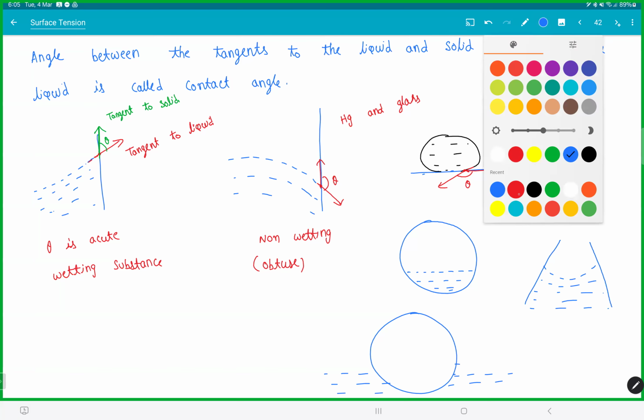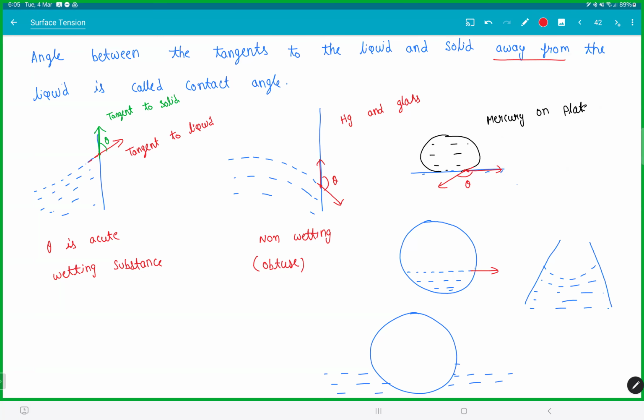So again, for the liquid here, this is away from the liquid, this is away from the liquid, this is theta. This is away from the liquid, this is away from the liquid, this is theta. This is away from the liquid. For the solid, this is away from the liquid, this is theta. Are you sure with those things?